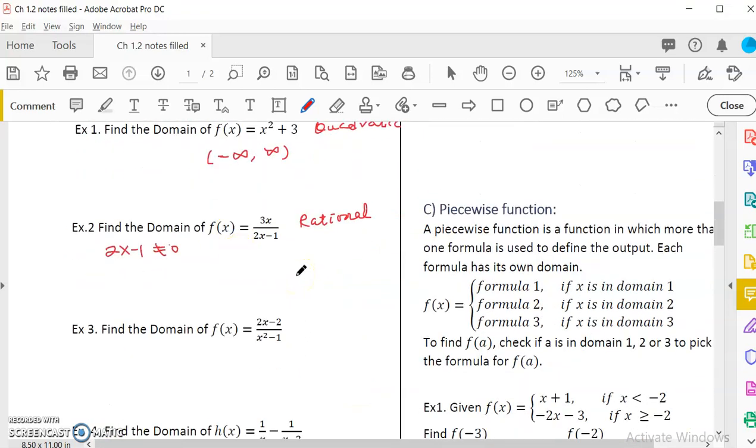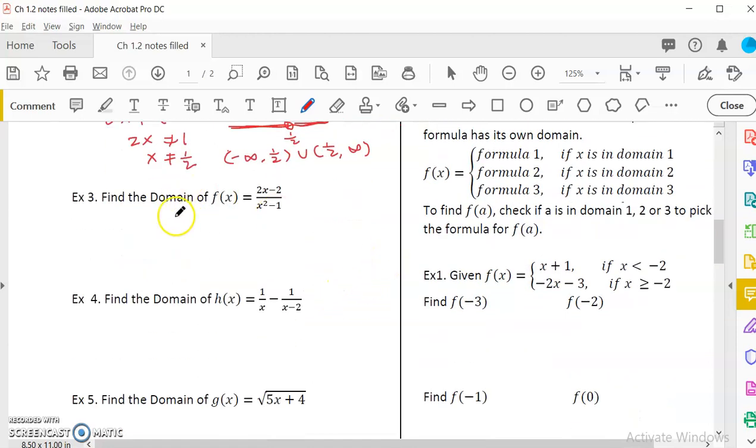So 2x minus 1 cannot be 0 because we do not want the denominator to be 0. So 2x cannot be equal to 1. You can solve it as if you're solving an equation. x cannot be 1/2. So let's look at the number line. I have 1/2 here. My x can be any of these. The domain can be any number, but not 1/2. So the interval notation will be negative infinity up to 1/2, but not including 1/2, union 1/2 again, excluding 1/2, and then all the way to infinity. So that is the interval notation.